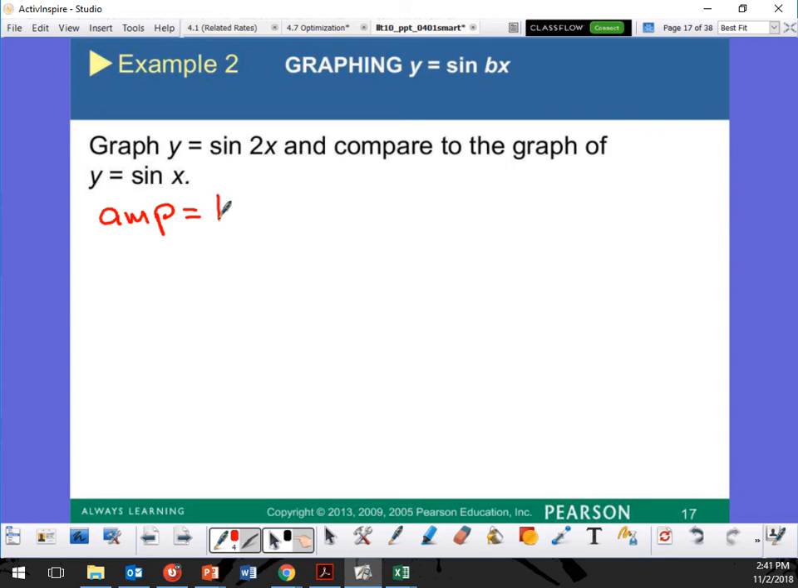So that means it's going up to 1 and down to negative 1. That's what the amplitude does. Makes it go up and down, right? If it was 2, it would go up to 2 and down to negative 2. So that was a trick question, trying to see if you guys follow along.